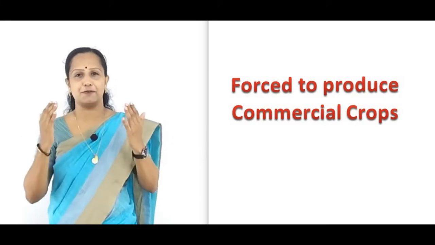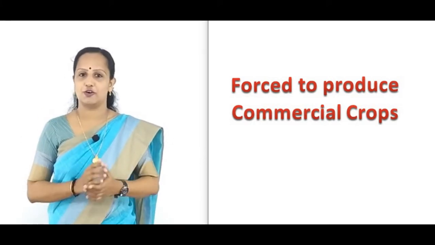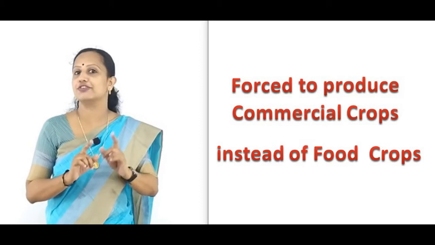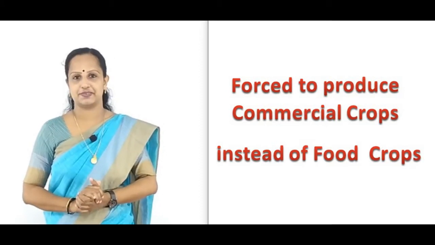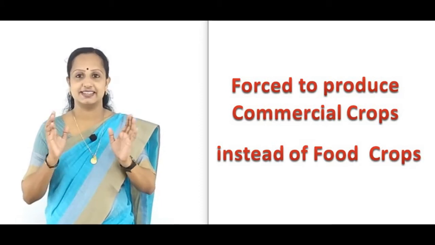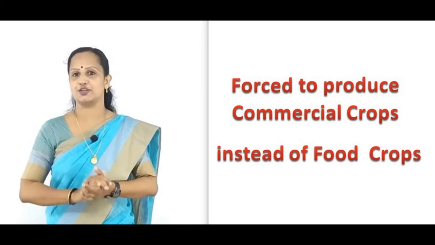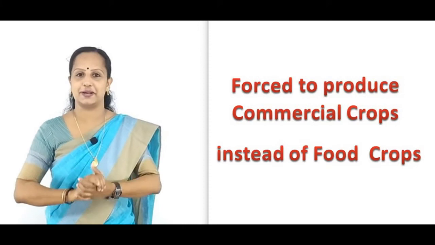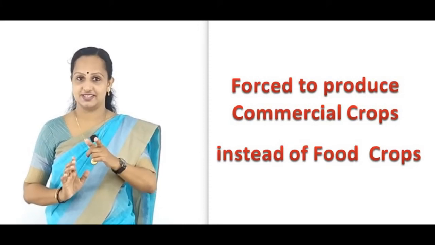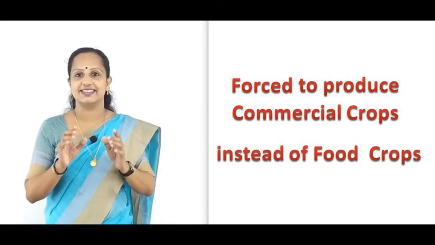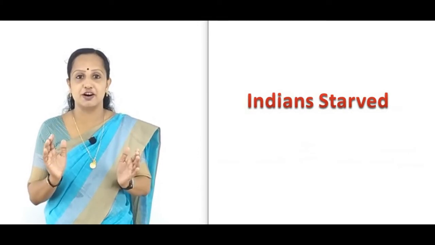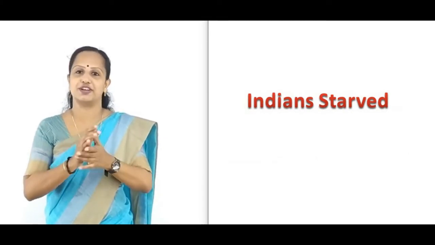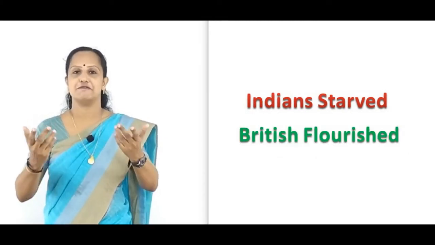Indian farmers were forced to produce cash crops or commercial crops instead of food grains. As I stated earlier, the extensive production of cash crops meant that the food crops remained short in supply. Thus, while on one hand the Indian population starved due to the shortage of food grains, the British industries flourished.